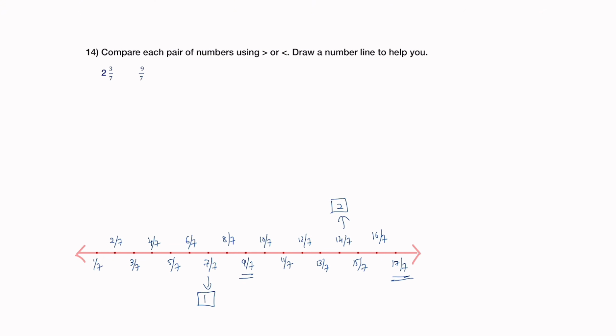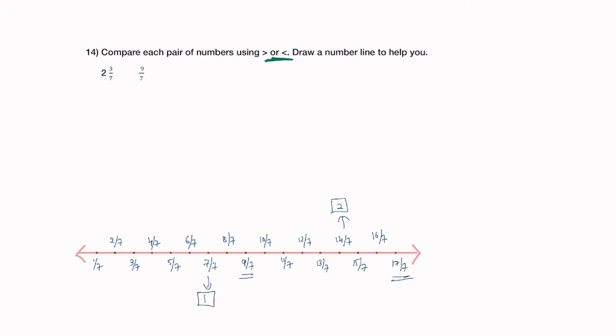Okay, for the next few questions, what I've done is I've already plotted the number line, and I'll explain how I have done that. Now you have to compare each pair of numbers using this sign. So basically you have to put the less than, greater than symbol between the two numbers that are given. And it says draw a number line to help you. Okay, so we actually don't need a number line because the numbers are pretty simple to interpret. But if you need one, it's already here.